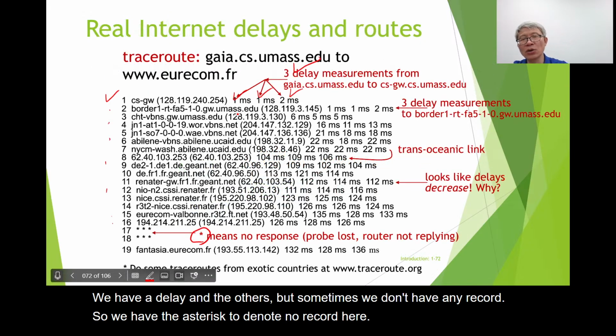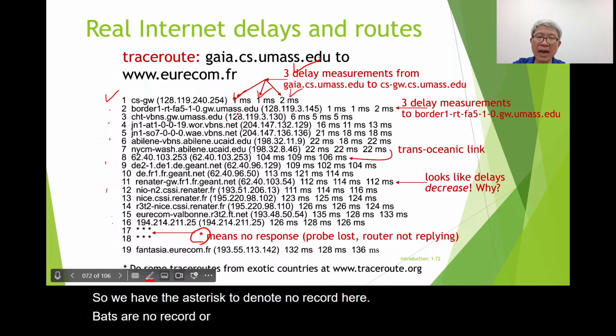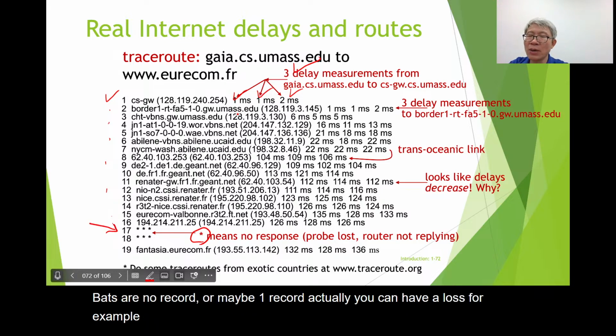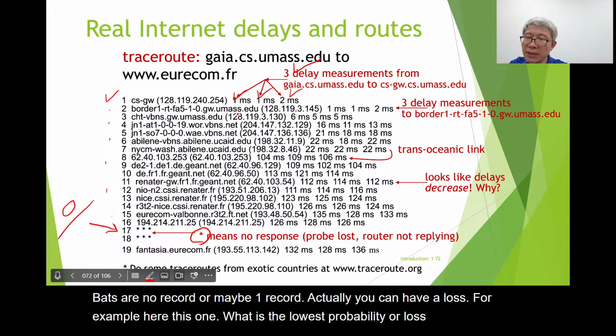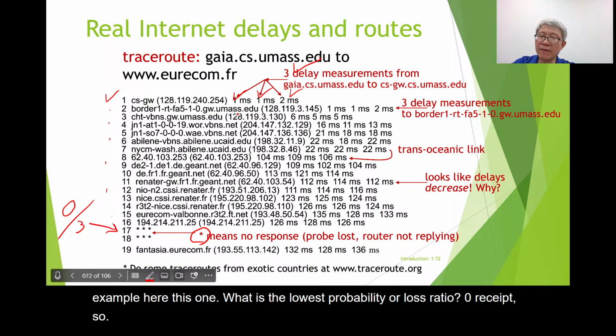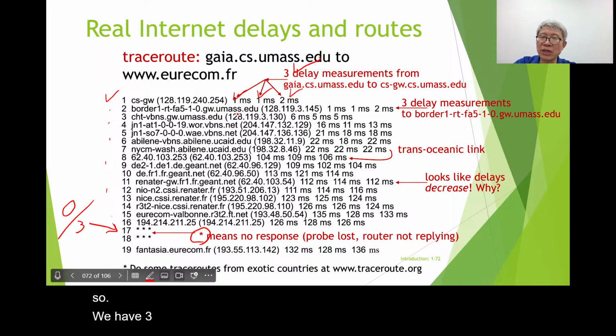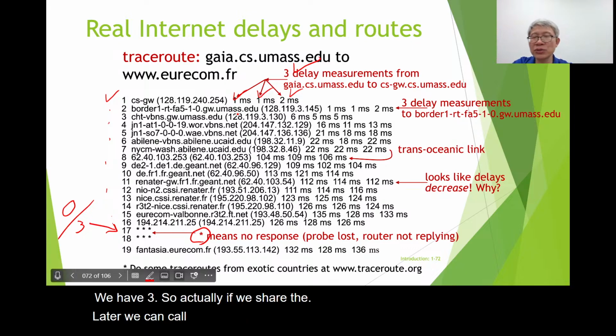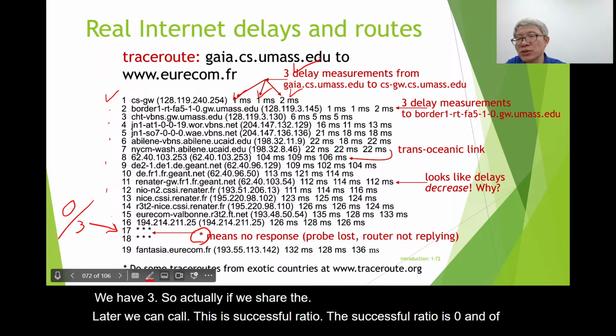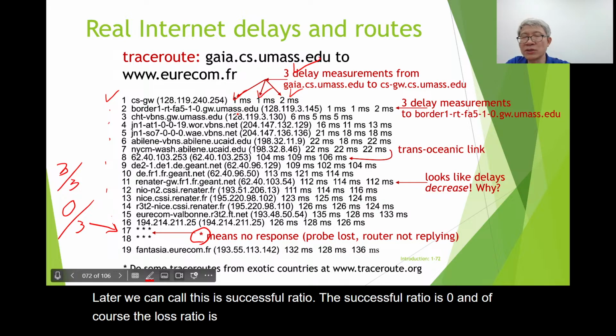Based on no record or maybe only 1 record, you can determine a loss. For example, here, what is the loss probability or loss ratio? 0 received out of 3. Actually, we can call this the success ratio. The success ratio is 0, and of course, the loss ratio is 3/3. So you can compute the loss ratio.